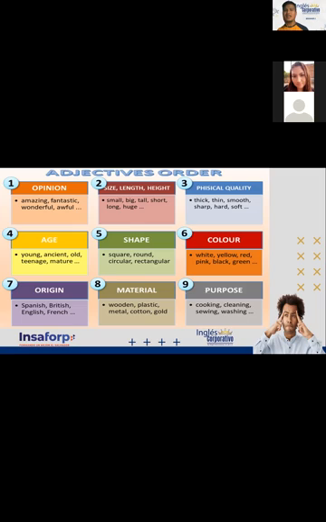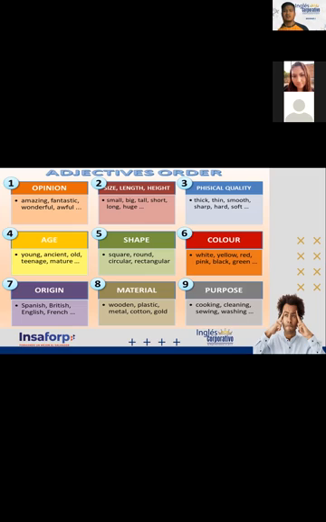For the adjectives of size, length, or age, in this one we have small, big, tall, short, long, and huge. For physical quality, we have thick, thin, smooth, sharp, hard, and soft. For age, we have young, ancient, old, teenage, mature. For shape, we have square, round, circular, rectangular, and so on. For colors, we know the colors: white, yellow, red, pink, black, green.